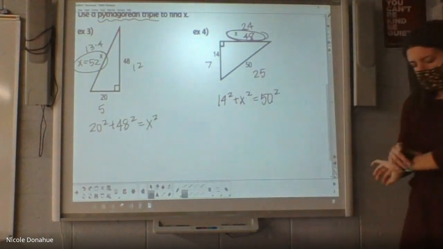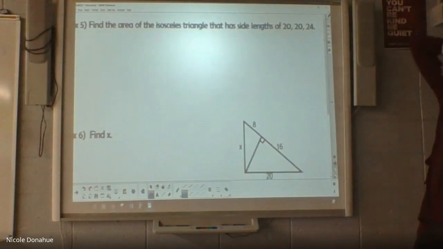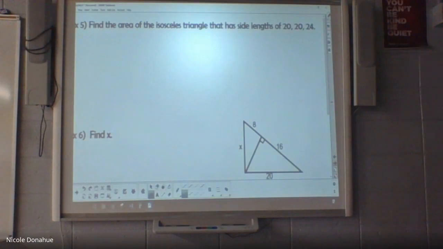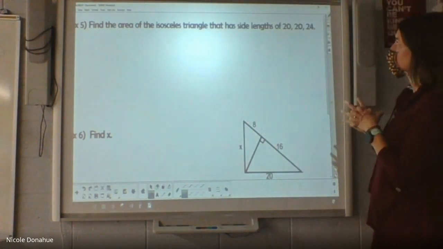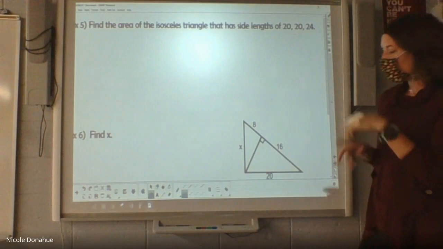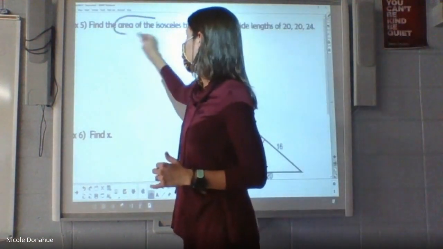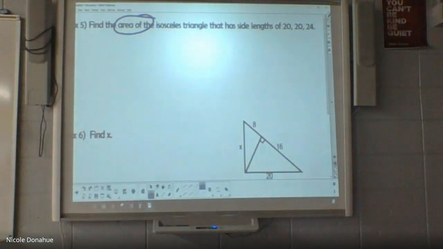All right, we have a few more problems here. Almost done. So this one seems kind of off kilter here. You won't understand initially why this is important in this section. So find the area of the isosceles triangle that has side lengths of 20, 20, and 24. So first of all, what do you guys know about the area of a triangle? We haven't done that for a while. Or maybe haven't done that this year. You guys know the area of a triangle formula?